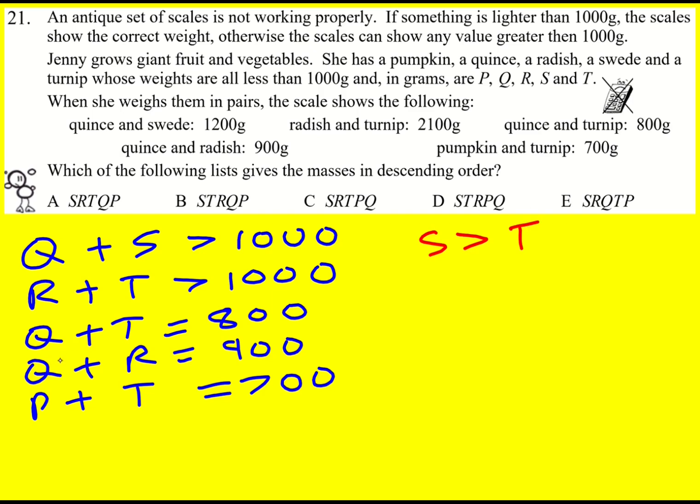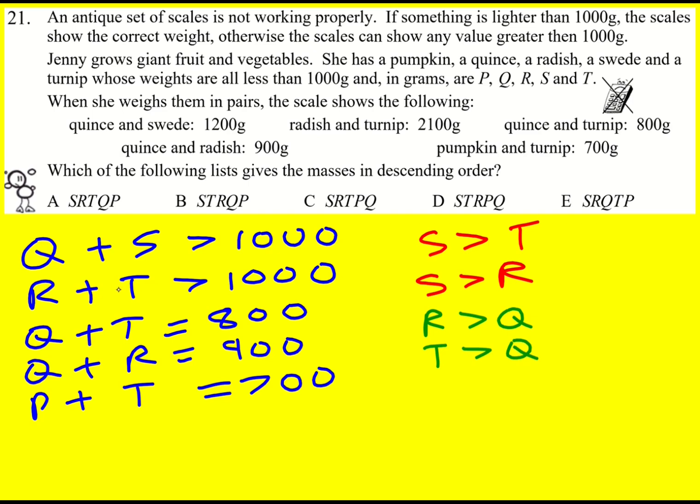And then I'm going to compare the first with the fourth, and I can see that S is also greater than R. I can't then compare the first with the last because there's no common terms. All right, let's then take the second one, compare it with the third one. Now I can see that R must be greater than Q. Second with the third, they've both got R in, so it must be that T is greater than Q.